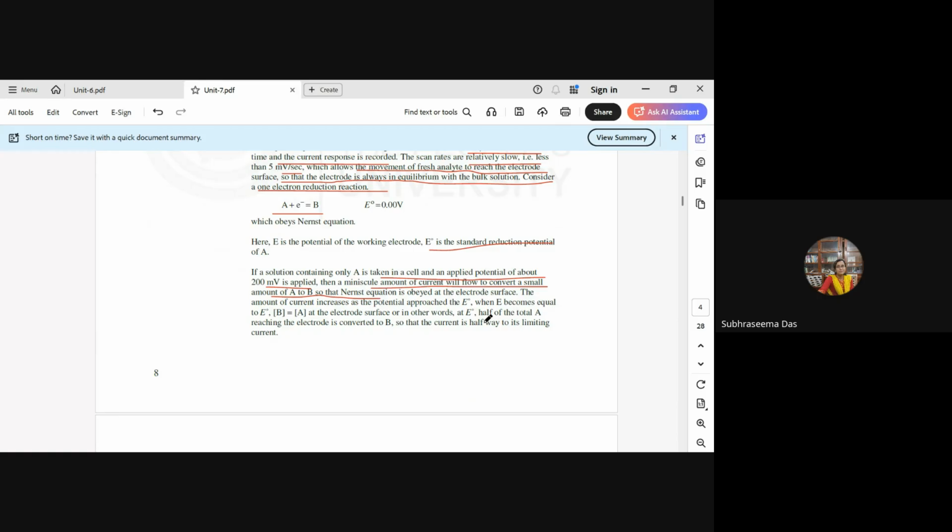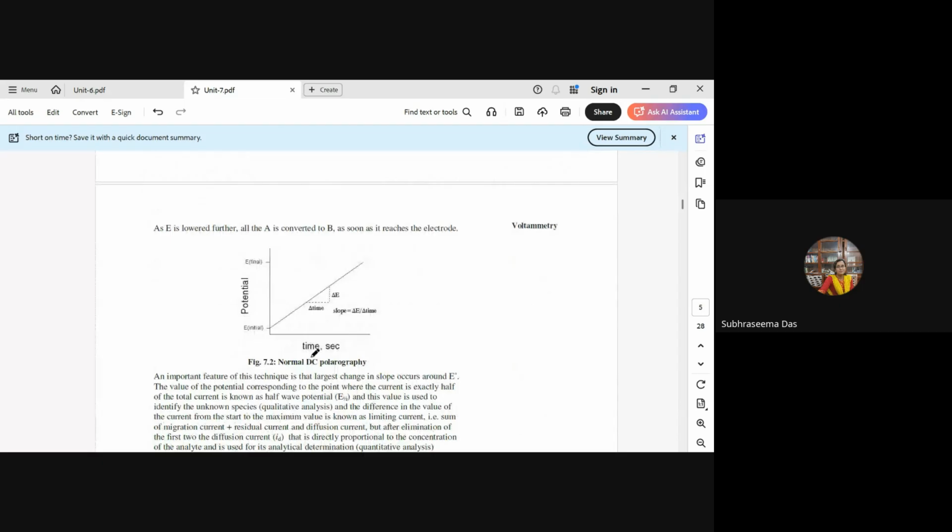The amount of current increases as the potential approaches E0. When E becomes equal to E0, then B is equal to A. In other words, at E0, half of the A is converted to B, so the current is halfway to its limiting current. As E is lowered further, all the A is converted to B as it reaches the electrode.